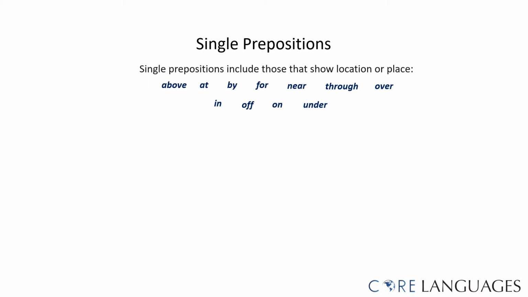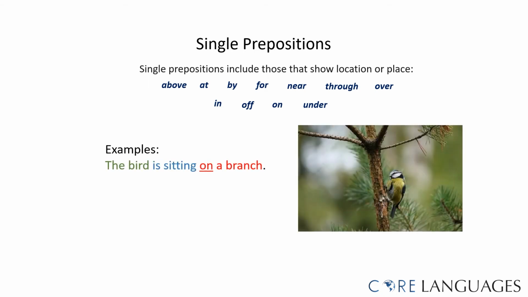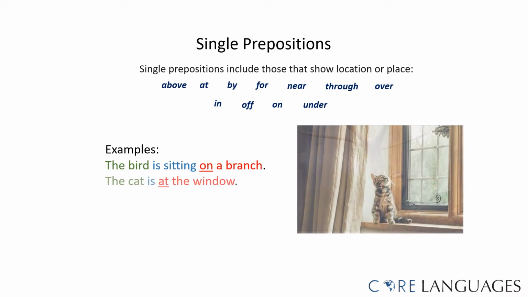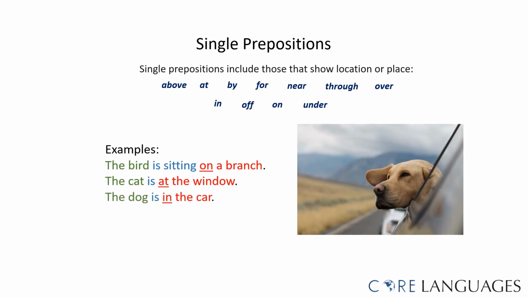In the following examples, we will use these single prepositions to show location or place. For example, the bird is sitting on a branch. The cat is at the window. The dog is in the car.